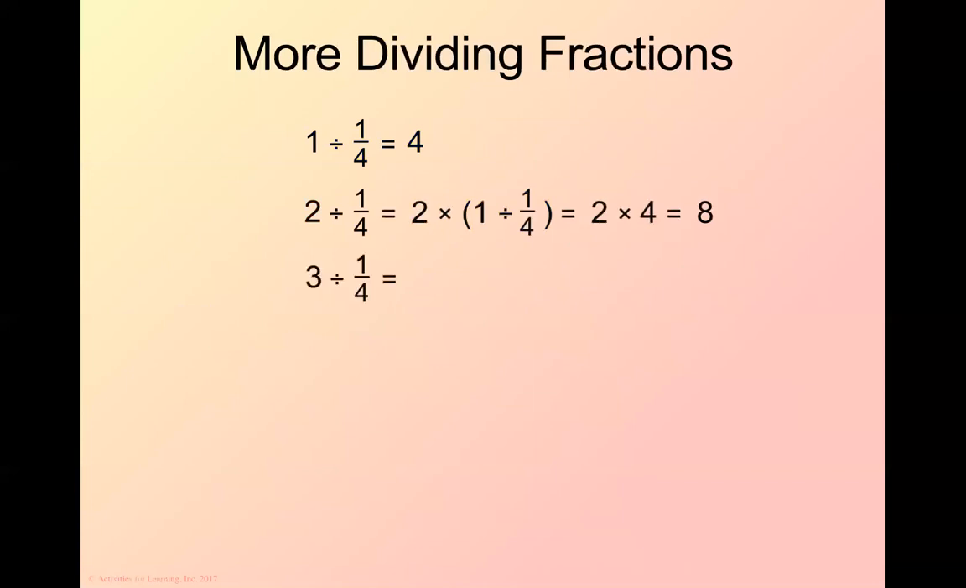Let's do another one here. 3 divided by 1/4. The answer is, you're probably yelling at me, 12. Yes, the answer is 12. Again, what are you doing? You're saying it's 3 times 1 divided by 1/4, which is also known as 3 times 4, is 12.